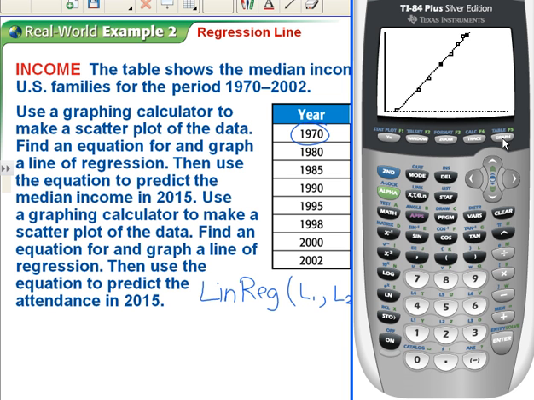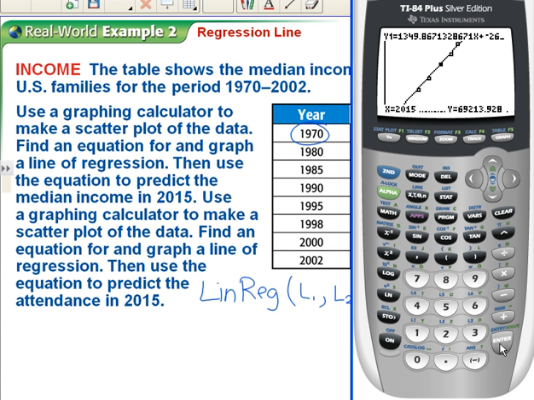And then we need to make a prediction. One way we can do that is by pressing the trace key. And if you look up at the top, the trace is on PL colon L1 comma L2. That means it's on plot 1. You want to press your up key so that it's on the equation. Once you're on the equation, we can press the trace key again. Or never mind, we already pressed the trace key. We just want to type in the year 2015. And press enter. And the y value is right there.